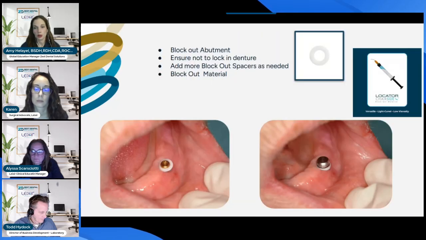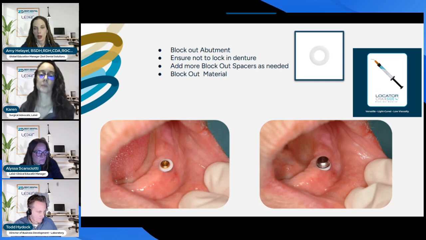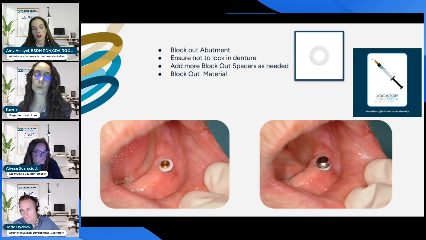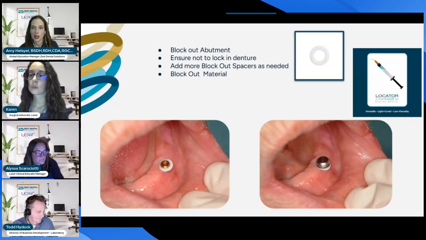Again, really quick, if you are going to do a chairside pickup in the mouth, you want to make sure you're blocking out your abutment. You have your housing on, making sure that none of the locator abutment is showing through. We want to make sure that everything is sealed, and we're not going to lock in that pickup when you are doing that in the mouth.